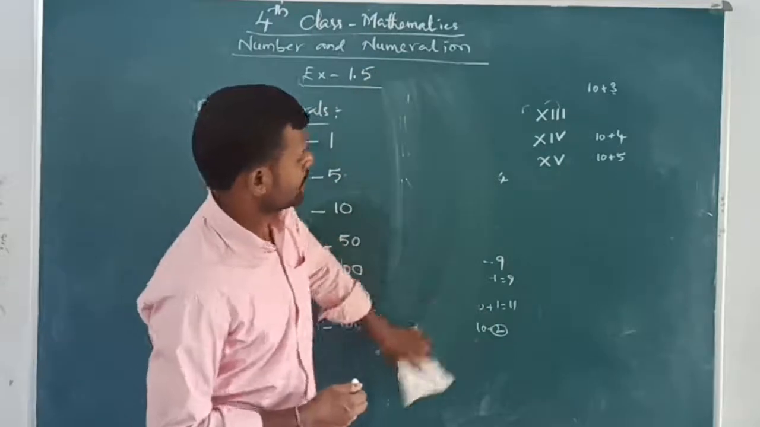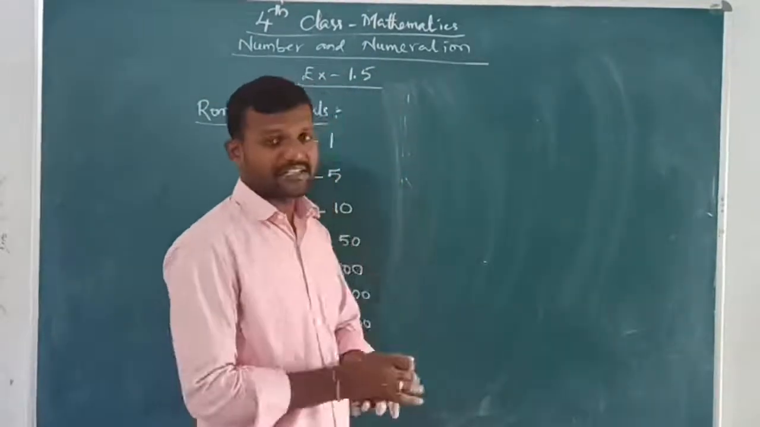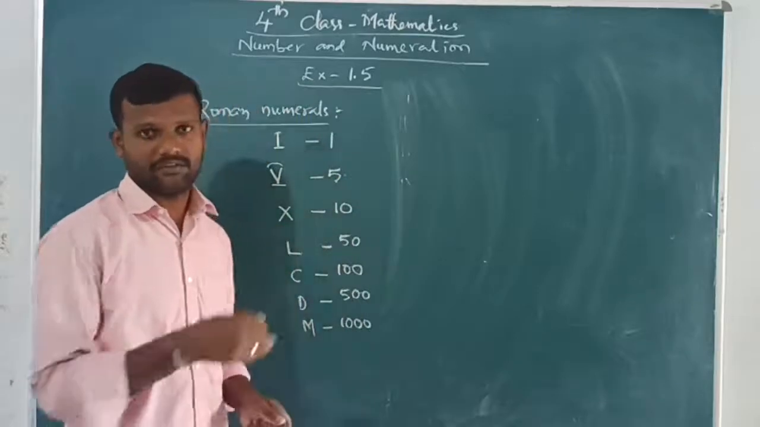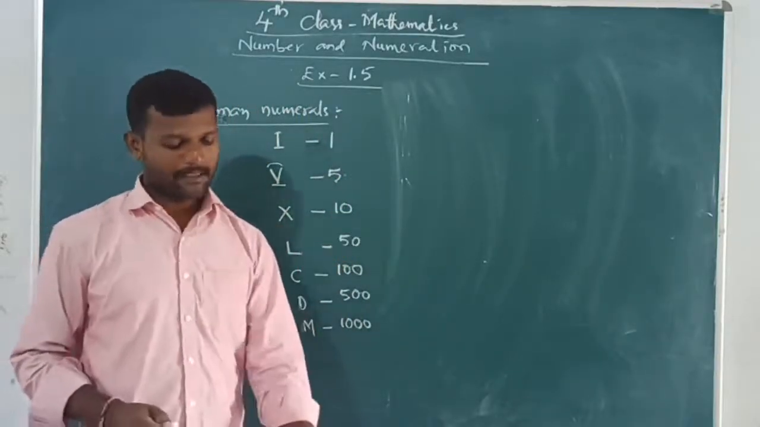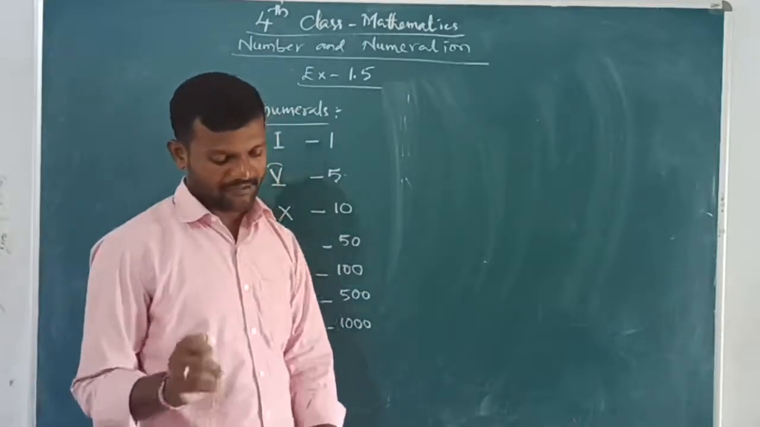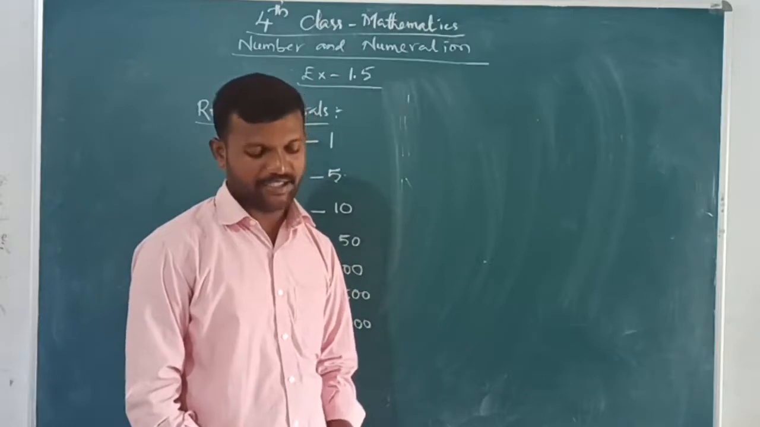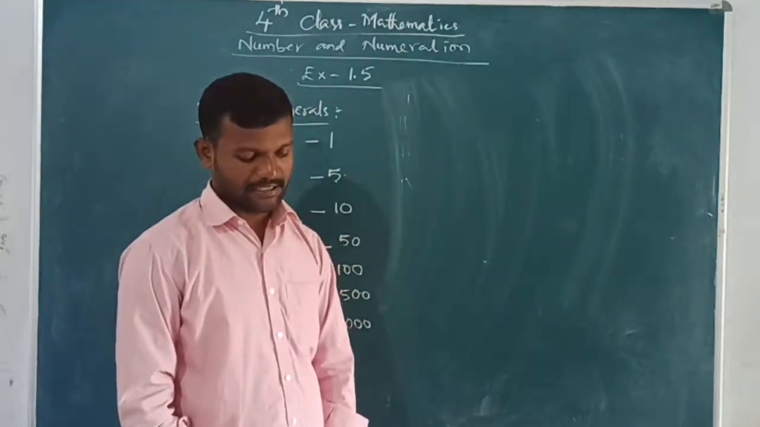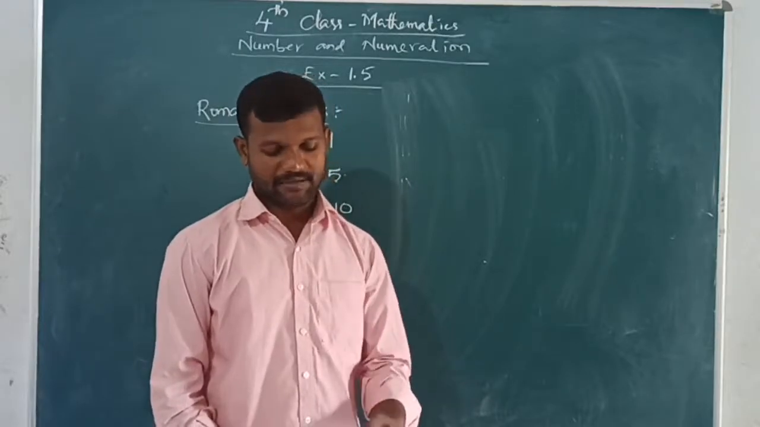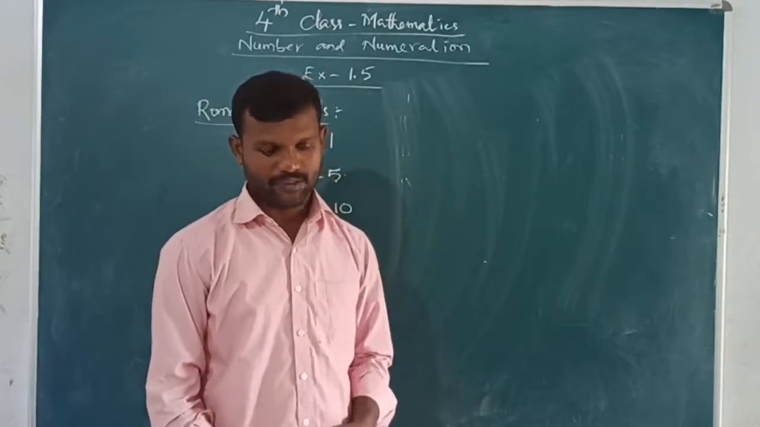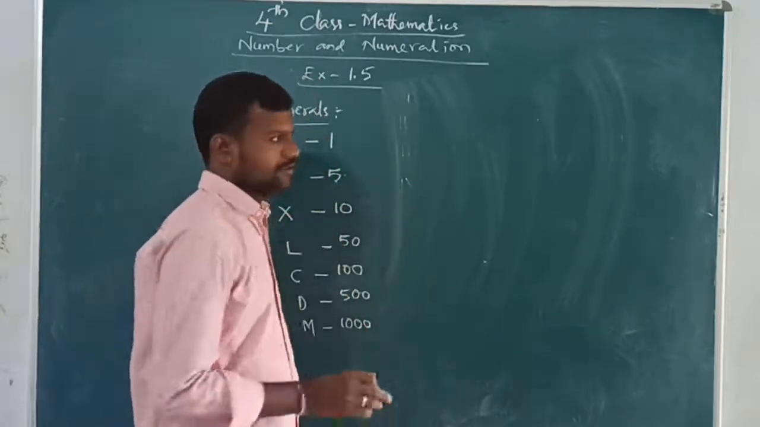So I will write some numbers. In the previous class we completed up to 10. Now from 11 to 20 and 20 to 30 I will write it. Open exercise 1.5 answer. Open exercise 1.5 from page number 18. There are 4 tables: first from 1 to 10, second from 11 to 20, next from 21 to 30, like that.